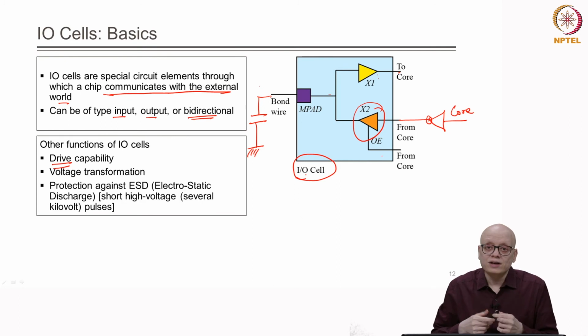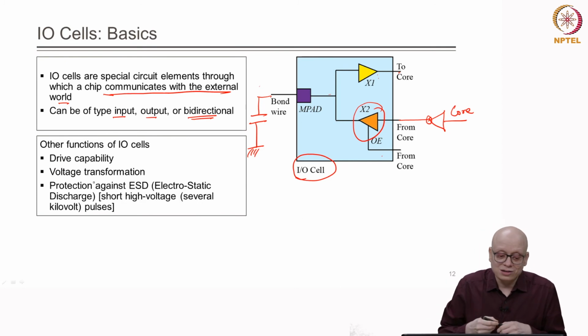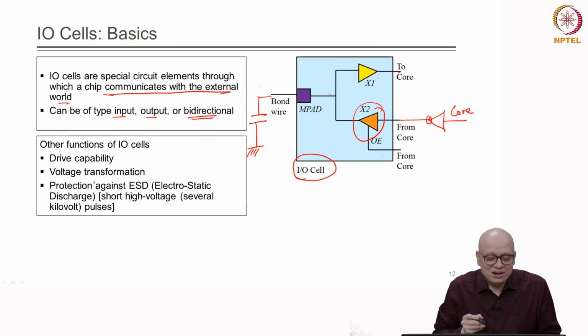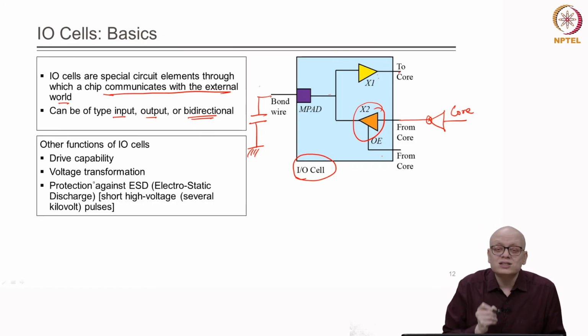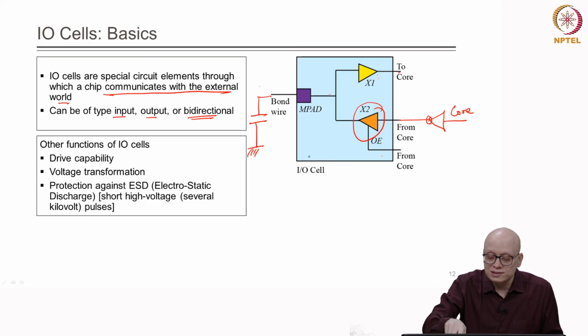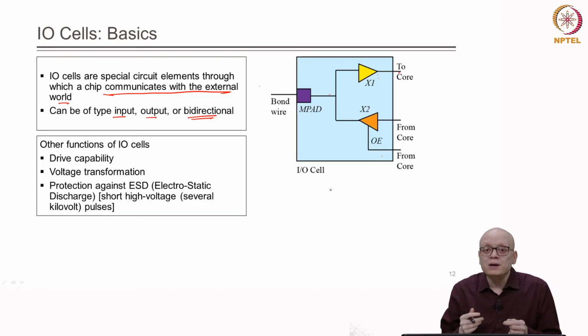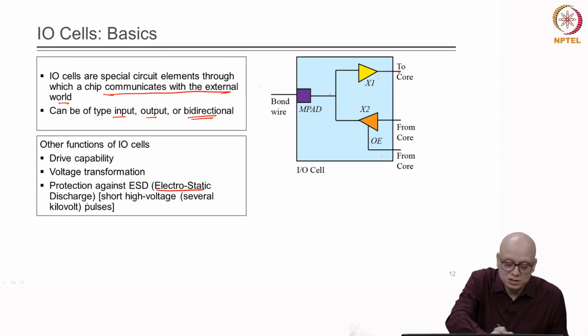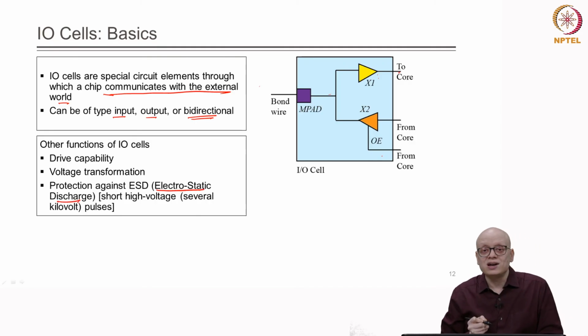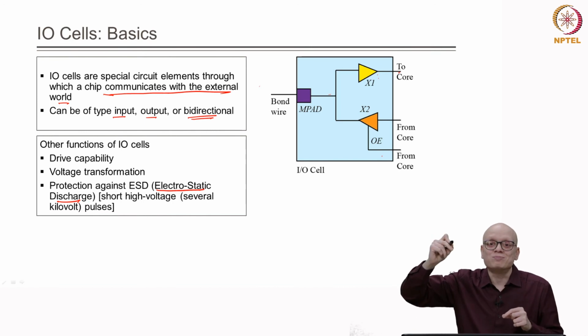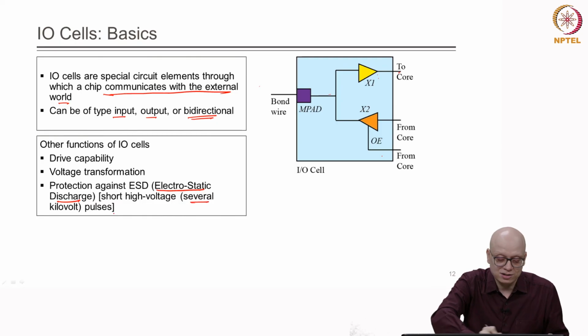Then the third and very important function of the IO cell is that it gives protection to our circuit. What it means is that while we are handling our chip, we may touch the pins, or even the machines can touch the pins, and because of that there can be an electrostatic discharge. What is an electrostatic discharge? Electrostatic discharge is a short duration, very high voltage pulse. It may be several kilovolts.